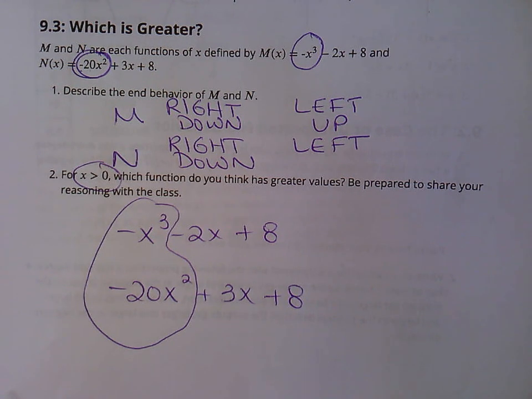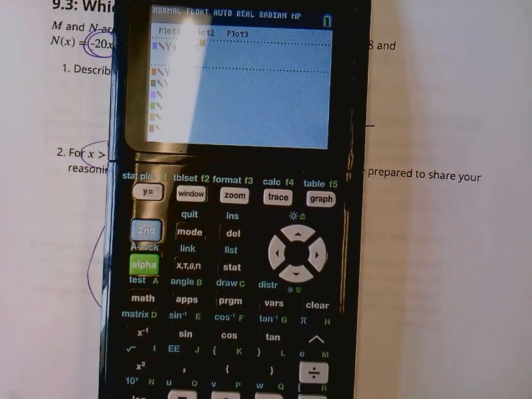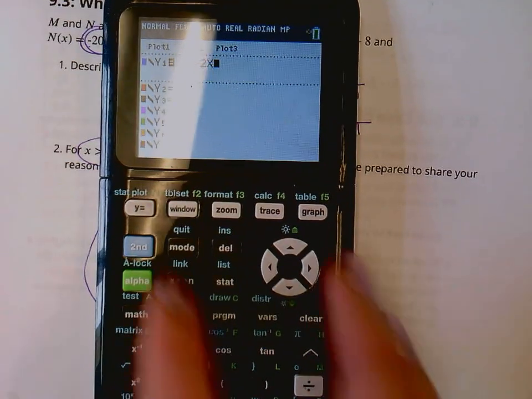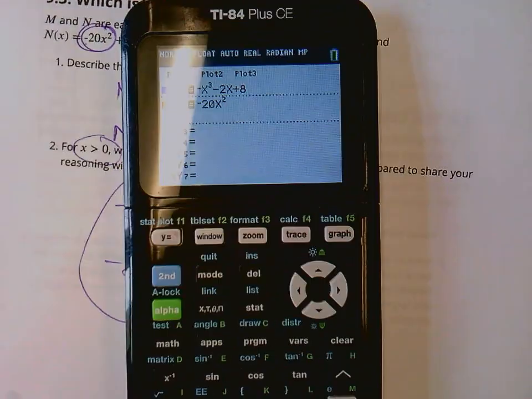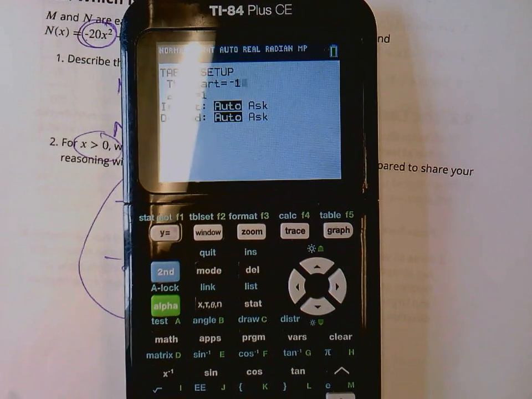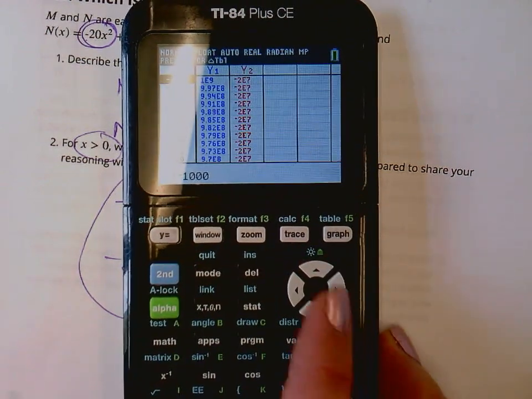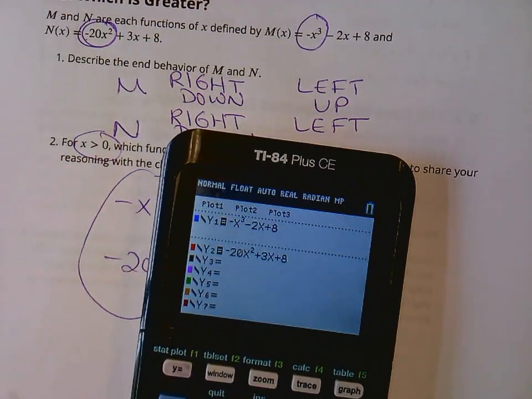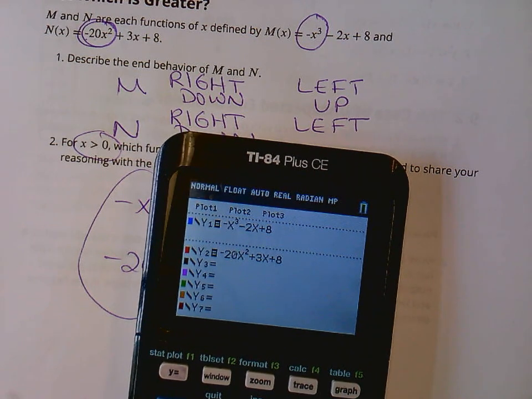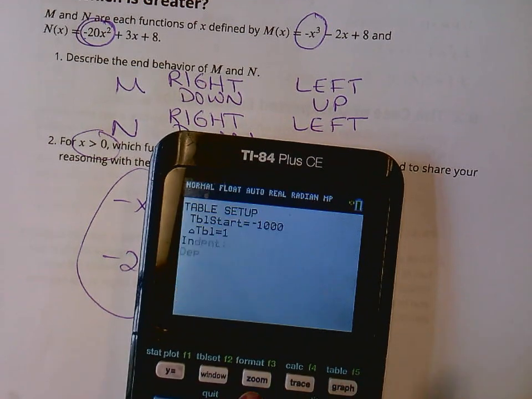So I think if you're looking for the greater value, I'm predicting that I don't have a greater value, but I would have to look it up on a calculator. But I think a cube is going to be more negative than a square, right? Let's see, if I plug in negative x to the third minus 2x plus 8, and I also plug in negative 20x squared plus 3x plus 8, and I go to my table at like negative 1,000, I'm looking for which one is more positive. Wait a second. Must have plugged in something wrong. They both should go down on the right. Oh, did I just go to negative 1,000? I'm going to go to positive 1,000, sorry.